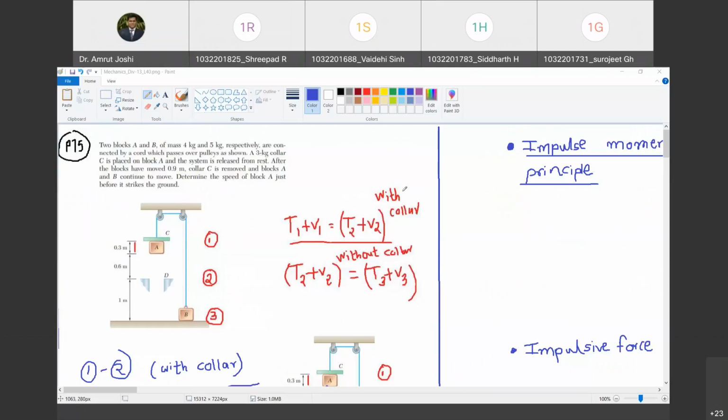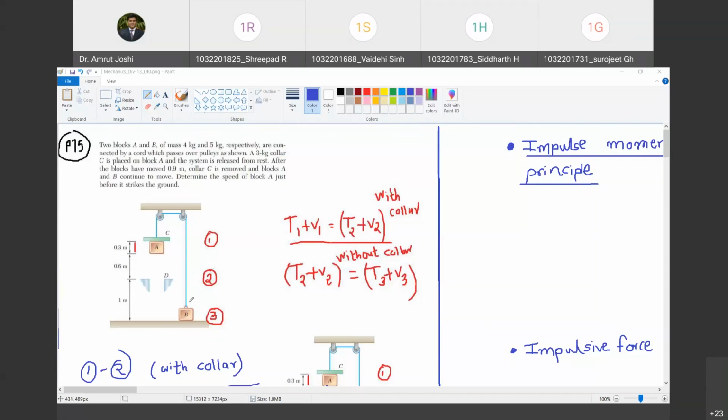So we already established in the previous class that the system as a whole, that means A, C and B, is acted upon only by conservative forces, and that is gravity. Therefore we are going to split this motion into two parts, 1 to 2 and 2 to 3. From 1 to just before 2, the collar is in contact with block A. From just after 2 to 3, the collar has lost contact with block A. Do you agree with me?